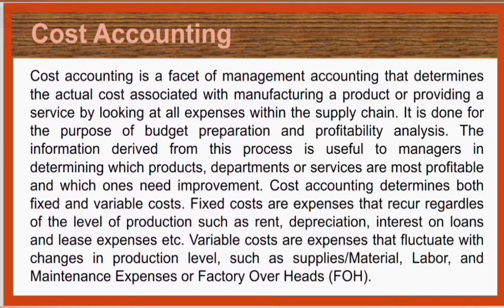Cost accounting determines both fixed and variable costs. Fixed costs are expenses that recur regardless of the level of production, such as rent, depreciation, interest on loans, and lease expenses, etc. Variable costs are expenses that fluctuate with changes in production level, such as supplies, material, or labor, and maintenance expenses or factory overheads.